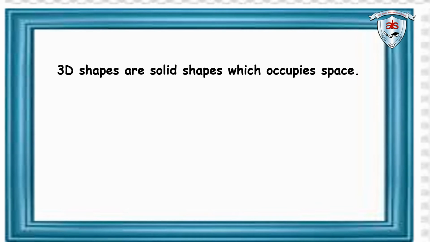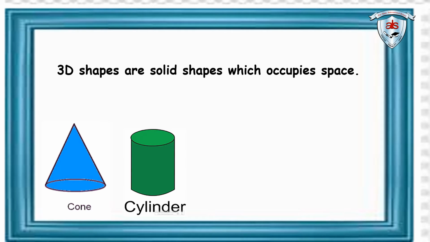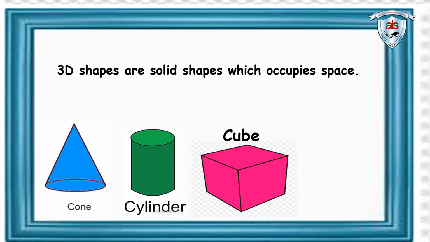And we learned about 3D shapes. 3D shapes are solid shapes which occupy space, like cone, cylinder, cube and sphere. Yes, so we all learned about these 3D shapes in our last class.